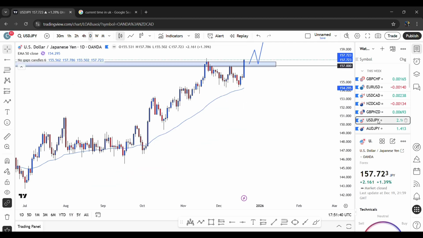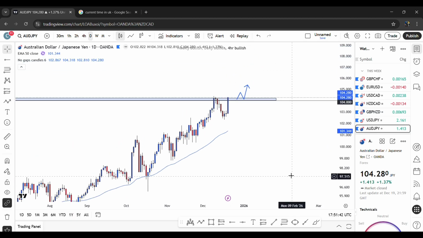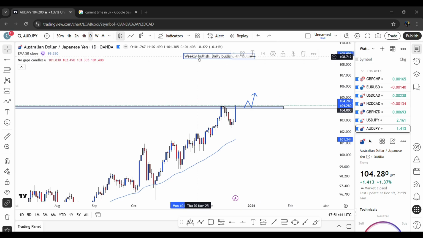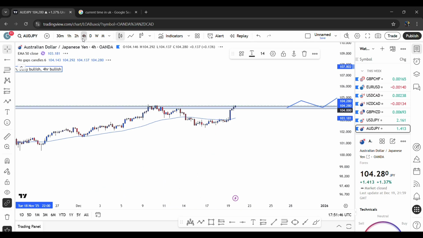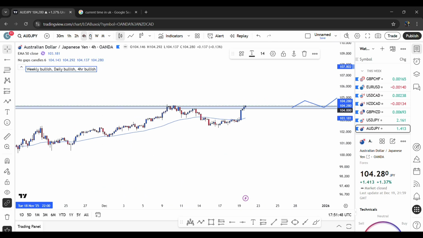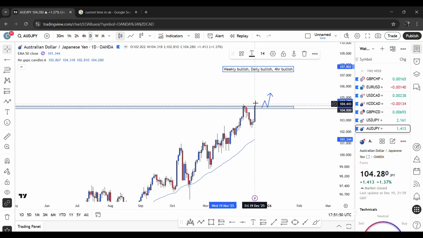If you look at the USD JPY and AUD JPY, both are the same: weekly bullish, daily bullish, and 4 hour is bullish as well. So all we are waiting for is the price to come back, retest the previous structure point, retest the area of interest, and then take a buy. So these were the markets which I'm interested in trading this week.